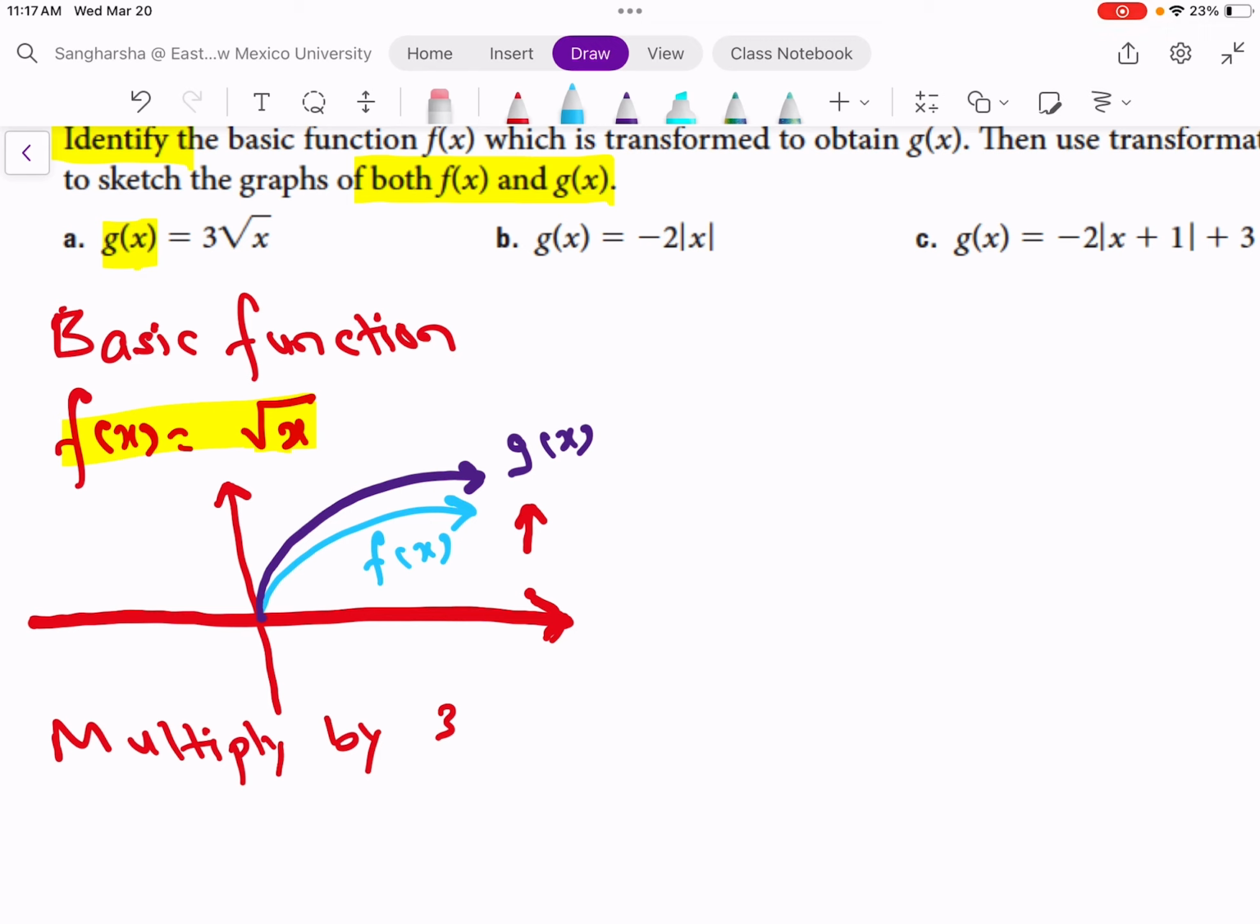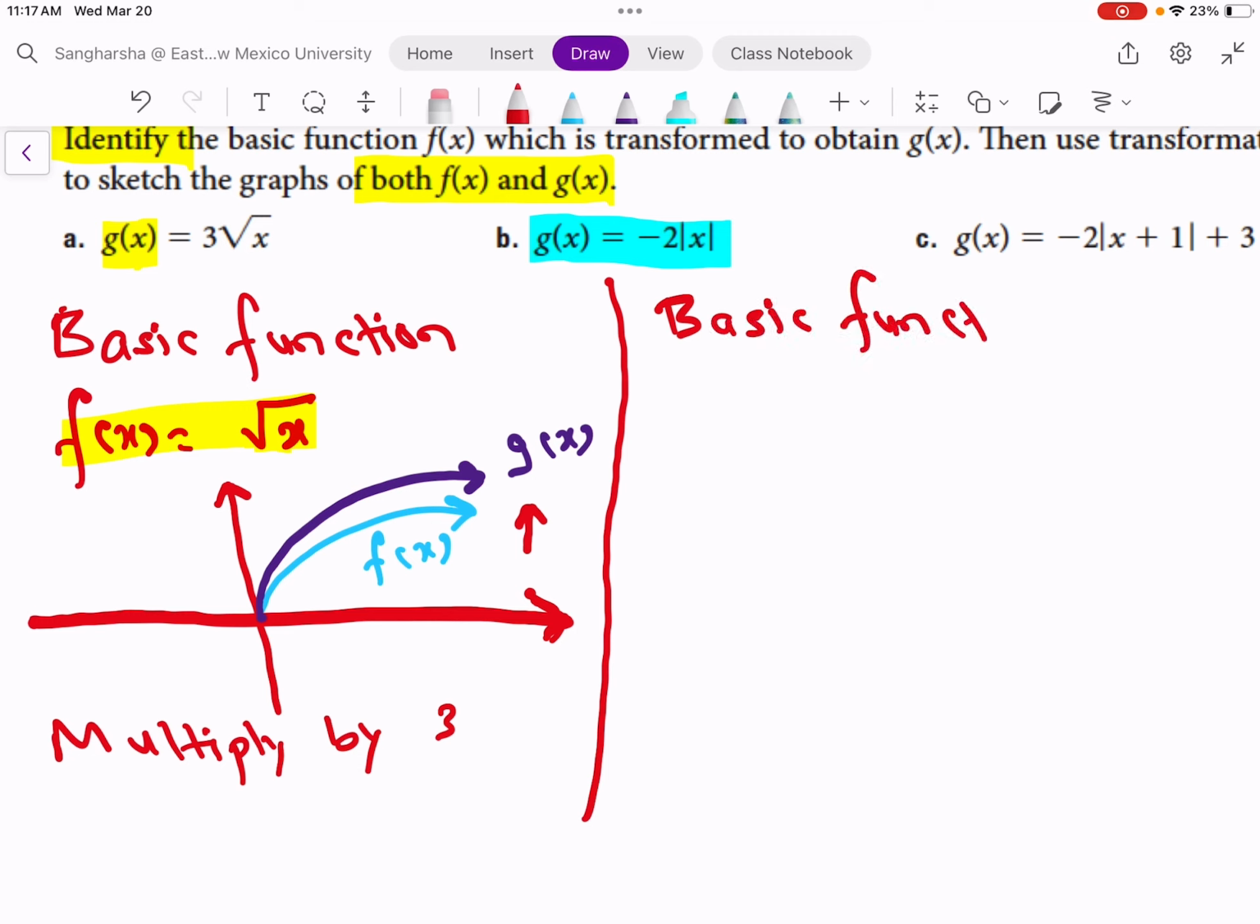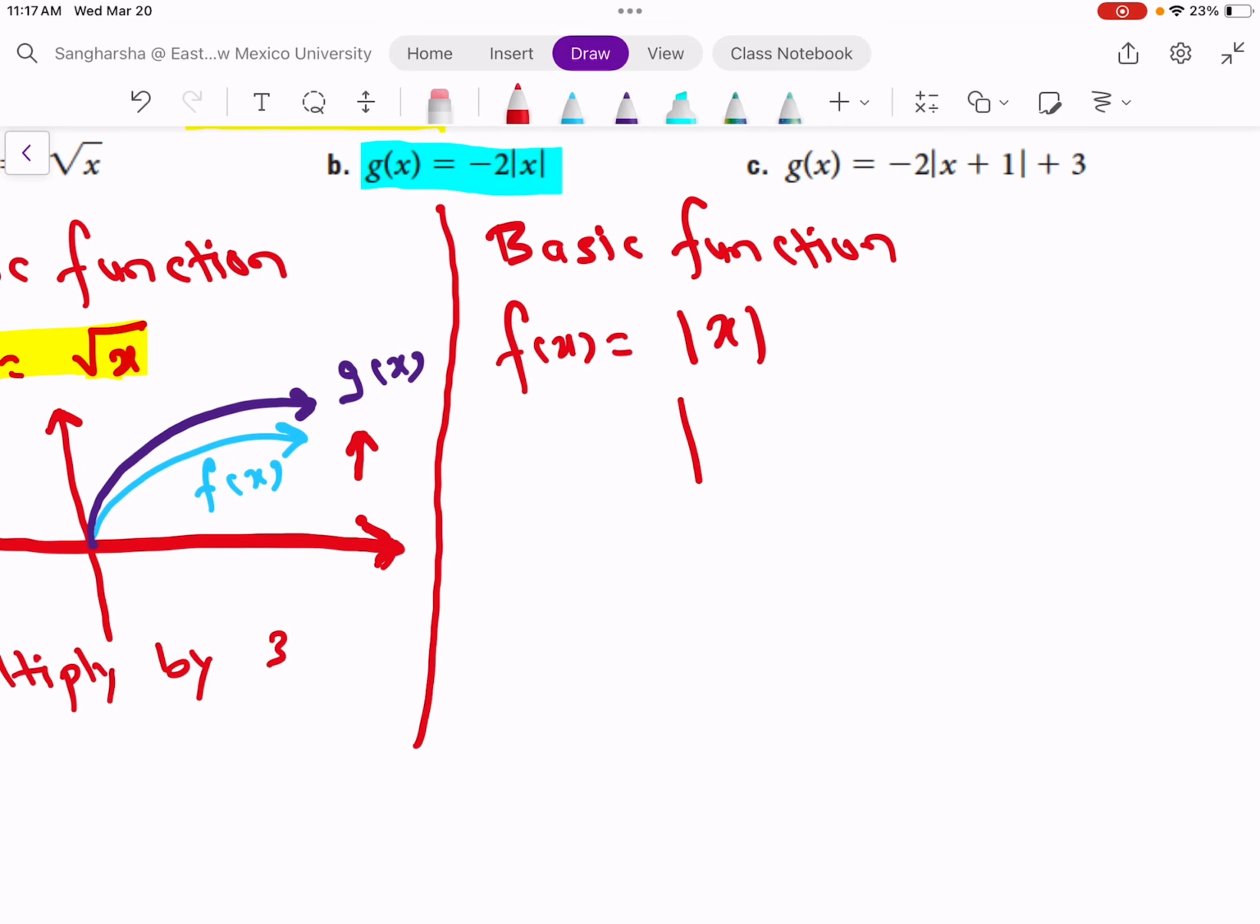Now let's go to number B. In number B, our g of x equals negative 2 times the absolute value of x. At first, what kind of function is this? What is the name of this function? Absolute value function. If it is the absolute value function, what will be a basic function for this? The basic function f of x would be the absolute value of x. So this is our basic function. Let's make a graph for this absolute value function.